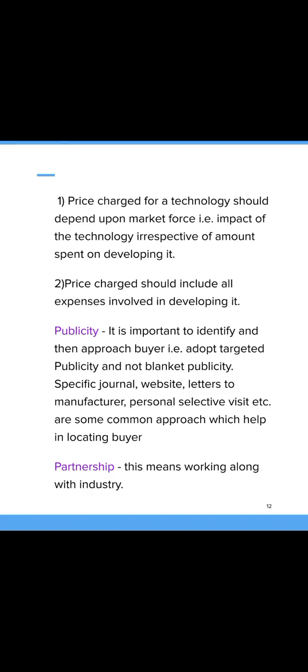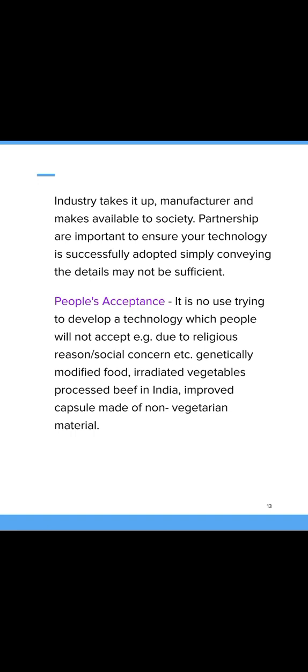Fifth one is partnership. This means working along with industry. Industry takes it up with manufacturers and makes it available to society. Partnerships are important to ensure your technology is successfully adopted. Simply conveying the details may not be sufficient.